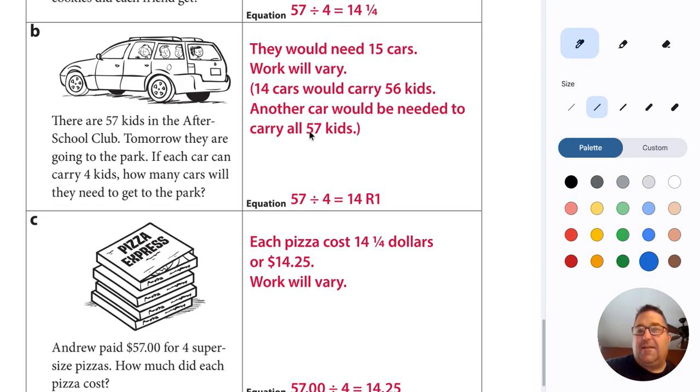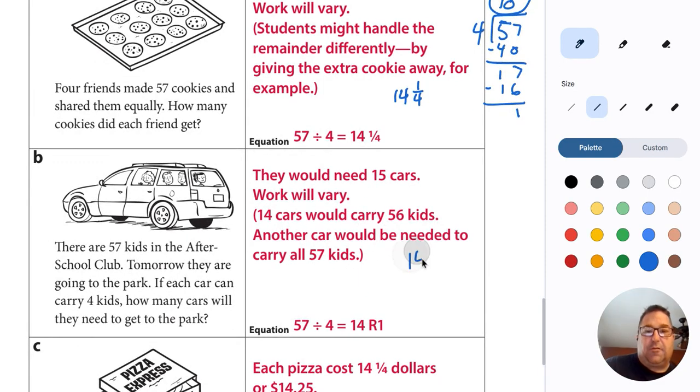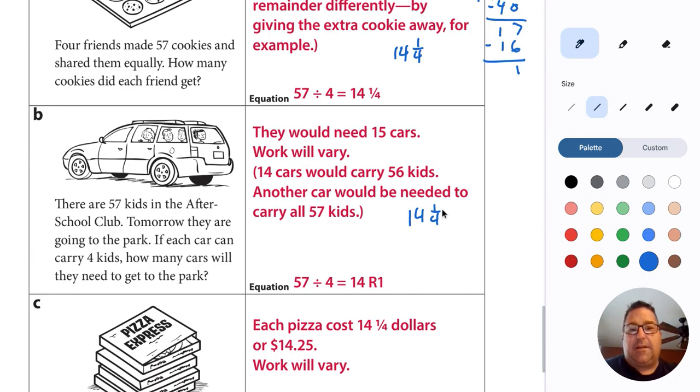Now we got 57 kids going into the after-school club, and again, 4 can go in each car. So we're doing the exact same problem, 57 divided by 4. So we know our final answer is going to be 14 and 1/4. But let's see how that remainder works with this one. How many cars will we need? Well, we're not cutting cars in half. We're not cutting kids into pieces. We're not cutting that last kid into 4 and spreading them evenly, right? So that means we're going to need 15 cars.